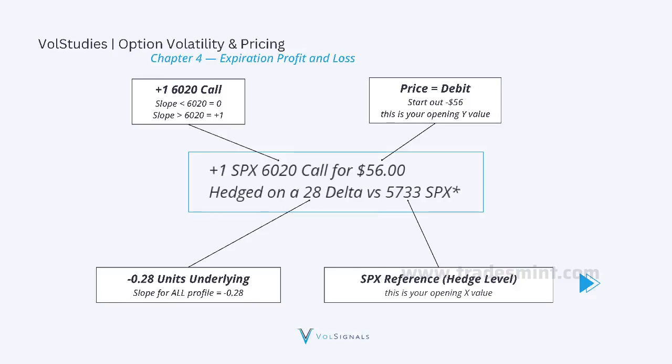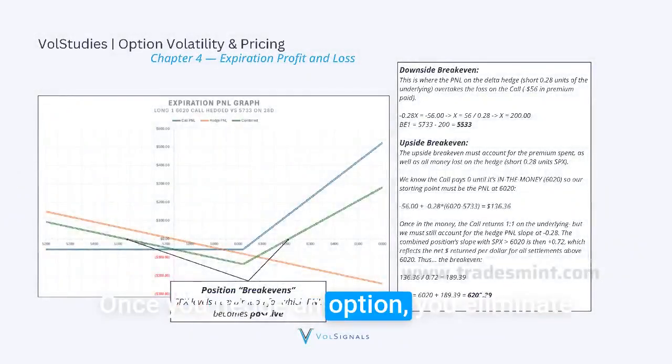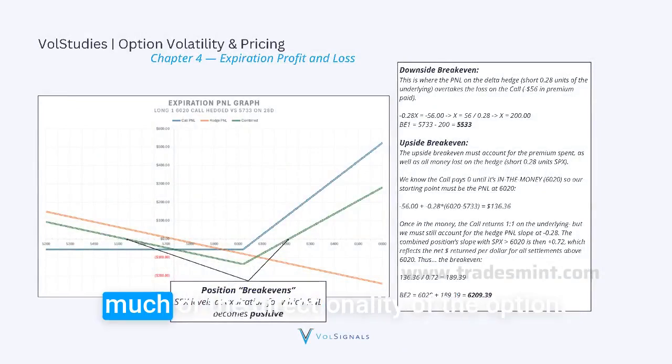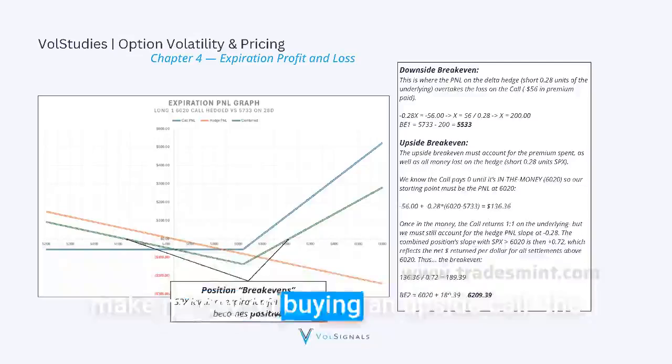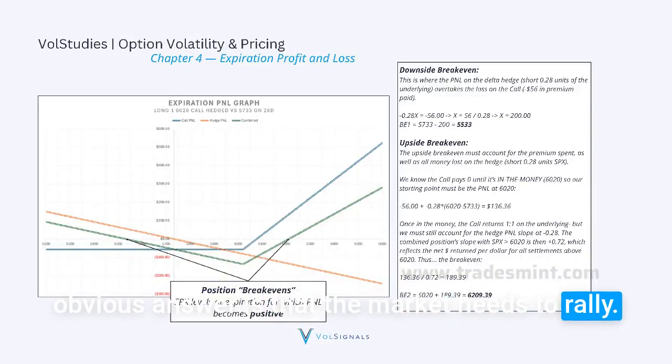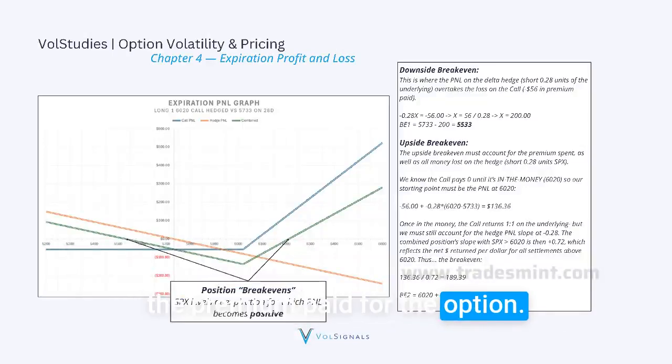You'll see what this looks like in the end. The important takeaways. Once you hedge an option, you eliminate much of the directionality of the option. For example, if you were to ask somebody who's not familiar with options as hedged vehicles how you make money on buying an upside call, the obvious answer is that the market needs to rally, and to break even, you need to rally higher than the strike price plus the premium paid for the option.